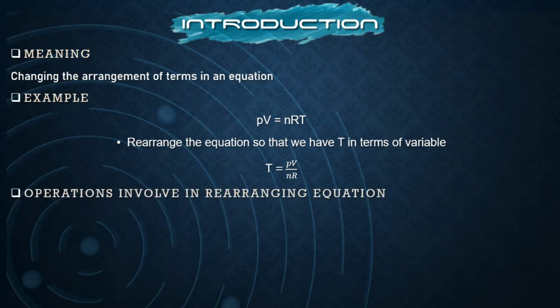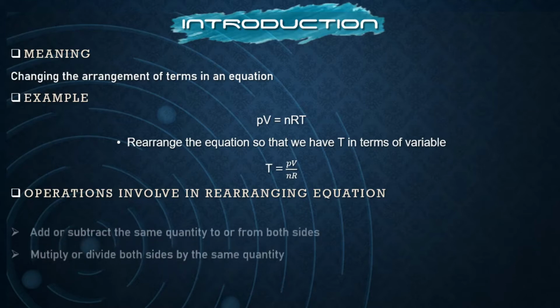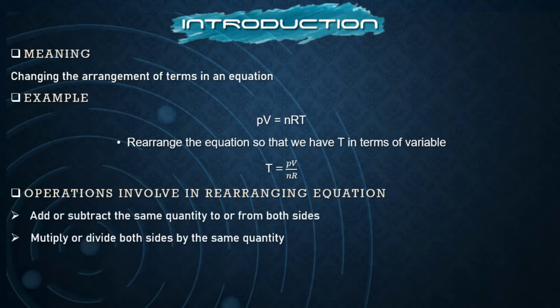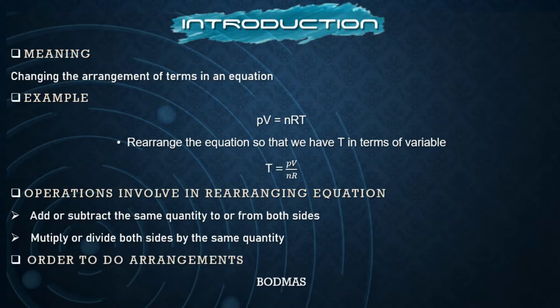There are a few operations involved in rearranging an equation. It's either you add or subtract the same quantity to or from both sides, or multiply or divide both sides by the same quantity. Usually, it's two or more operations that we need to use to change the subject. That is the order to do the arrangement.